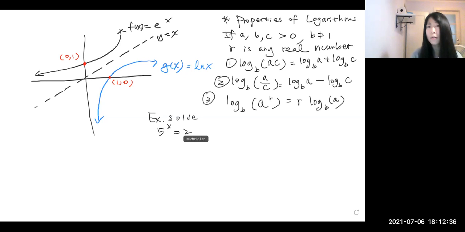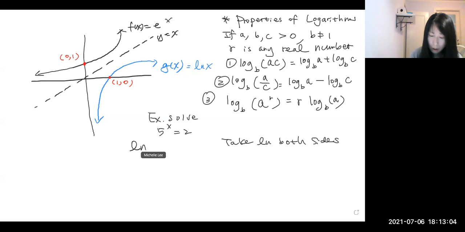So basically, solve for x, right? I just explained how we bring down the power. In this case, log base something, right? So let us take the ln of both sides, meaning the natural log, okay? So we have ln 5, we can bring the power down, okay? ln 2, x is here, so we divide by ln 5 on both sides.